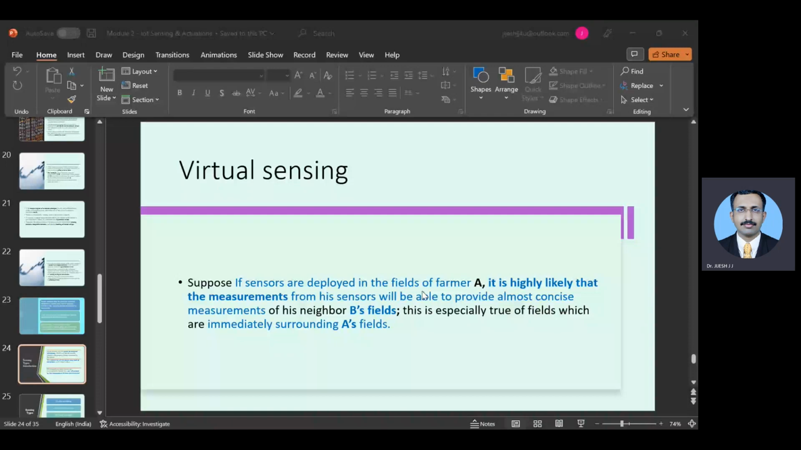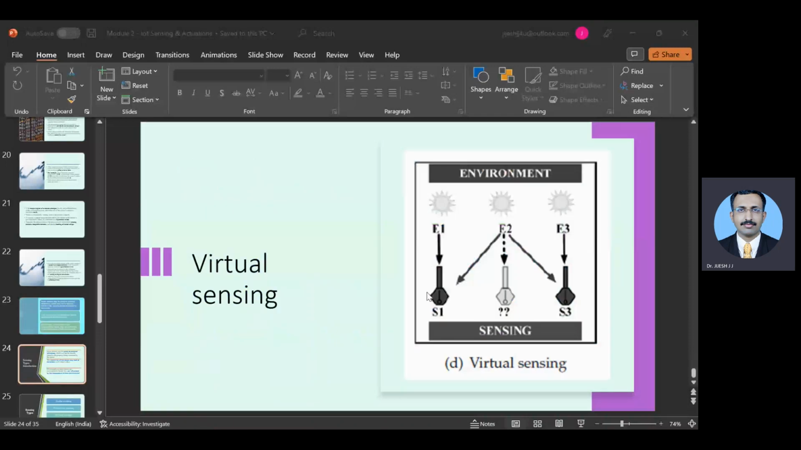So the A sensors are being used to actually measure the parameters which can be physically used for advising the crop in land B as well. Okay, is that clear for you? It means we are virtually giving the advice to farmer B with the supporting evidence of farmer A. But it should be neighboring fields.